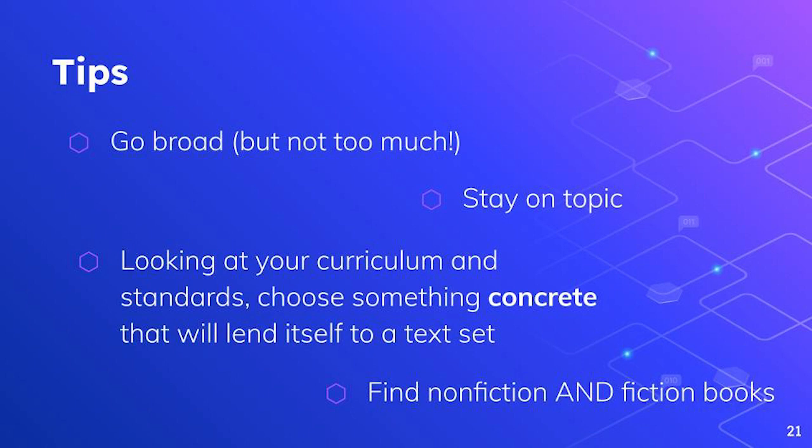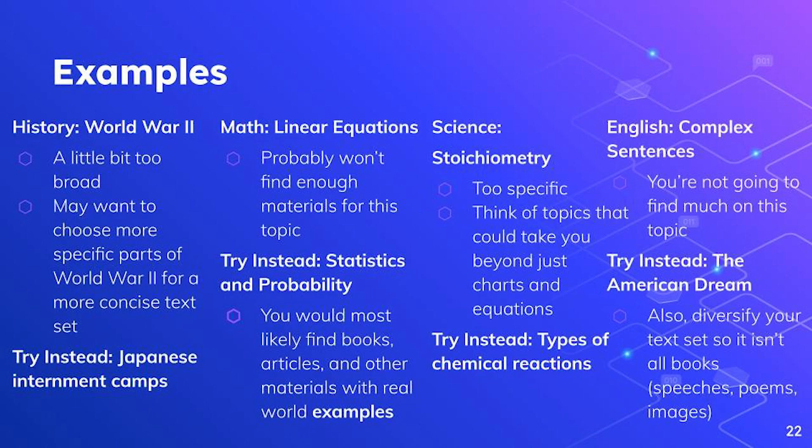Students often have a hard time choosing a tangible topic for text sets. Look at your standards and choose a topic that lends itself to one. We'll look at some examples in a minute. Finally, don't just choose fiction or nonfiction, look for both. One is not more important than the other, even with content areas like STEM or history. Okay, here are some examples from the past that didn't really work and the topics they could have used instead.